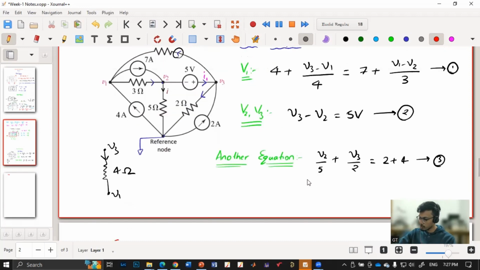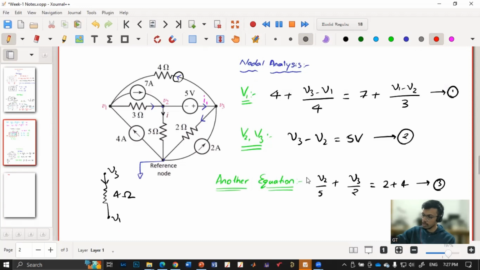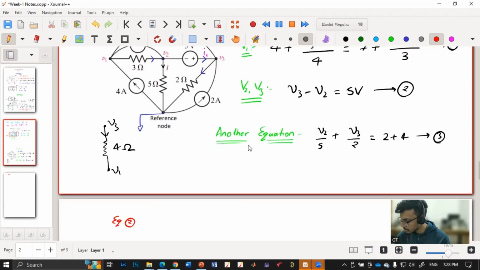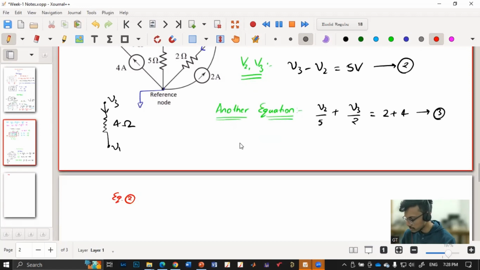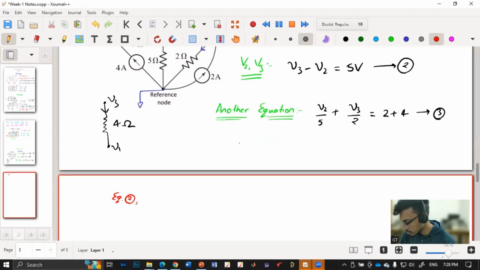I'll wait a few more minutes. You solve and tell me, then I'll cross-check. In the meantime, if anyone has any doubts, you can ask. V2 equal to 5 volts, and V3 equal to 10 volts. Okay. I think they are right, correct, because substituting them satisfies that equation. Yes, okay.